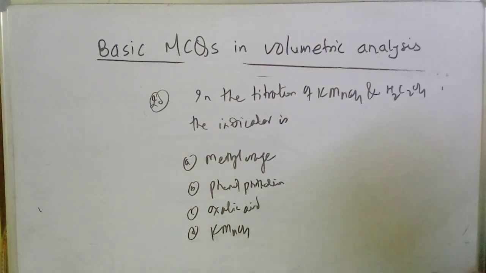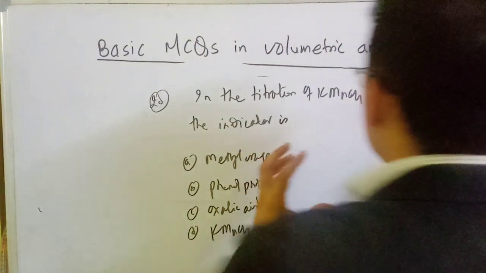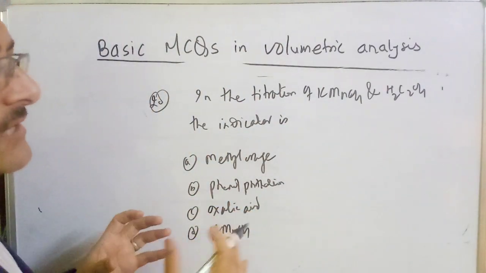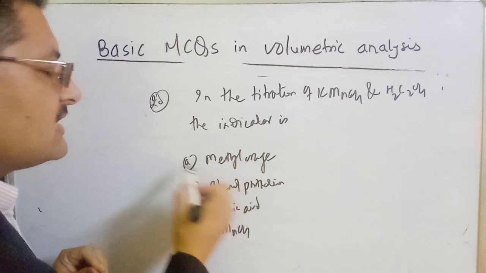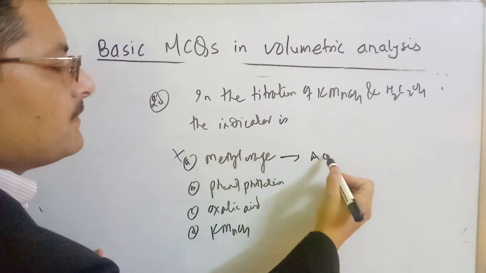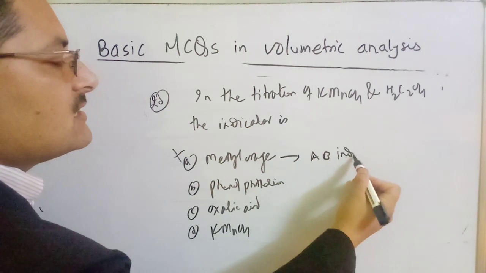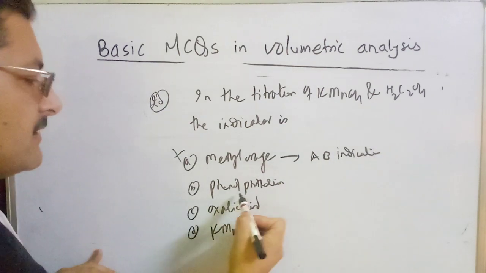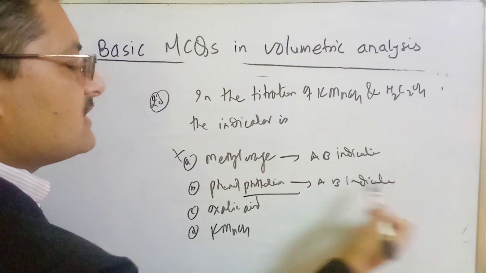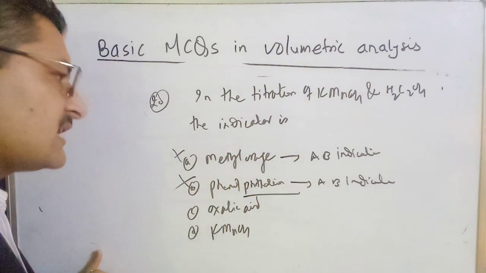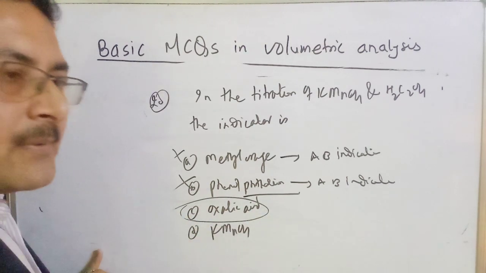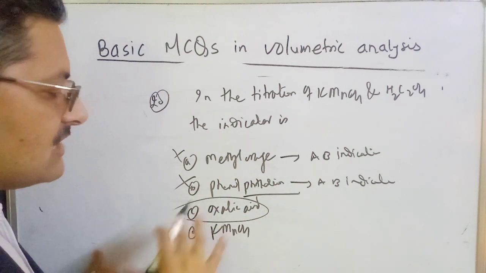Out of all, this is the titration of an oxidizing agent and a reducing agent. This is a redox titration, and methyl orange is for acid base titration. So this is not the answer, because methyl orange is an acid base indicator. Phenolphthalein is also an acid base indicator, and that is also not the answer, because it is a redox titration. And oxalic acid itself is a reducing agent, and it doesn't have color, so it cannot be used as an indicator.